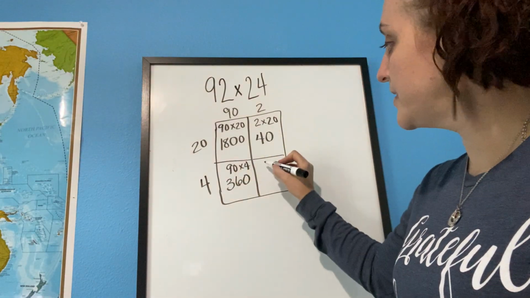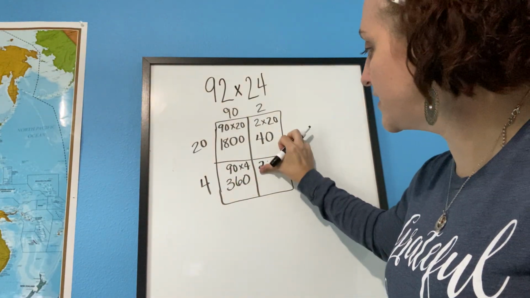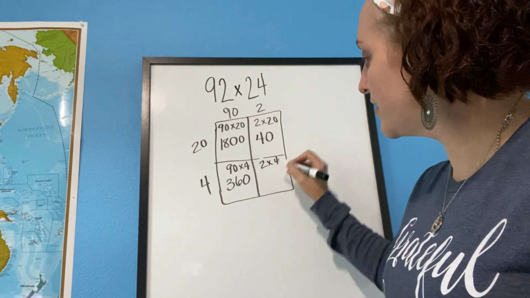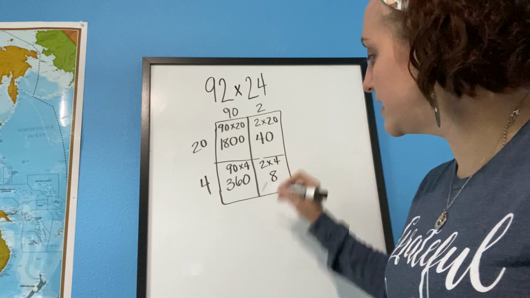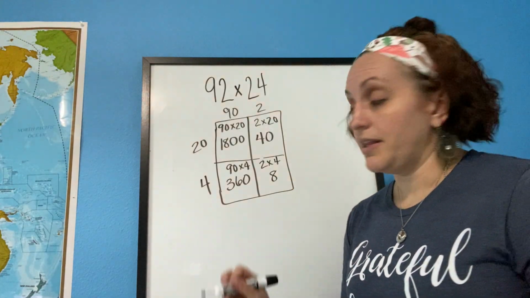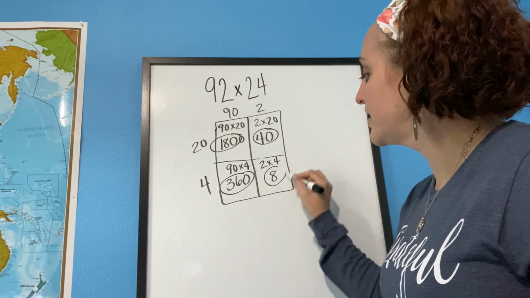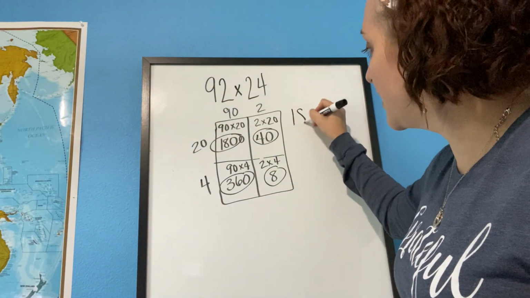And then my last box, I'm going to do 2. Oops, there, I did it again. 2 times 4. 2 times 4 equals 8. Okay, my last step is to add my partial products together and I will get the total.